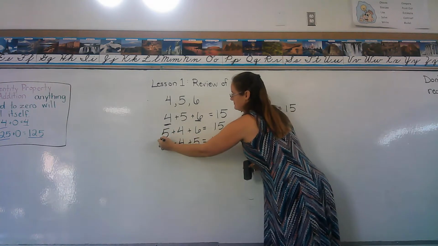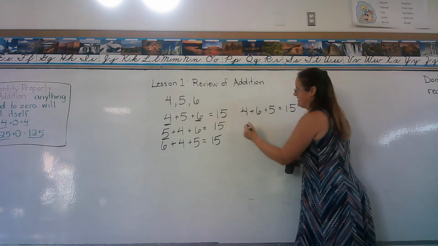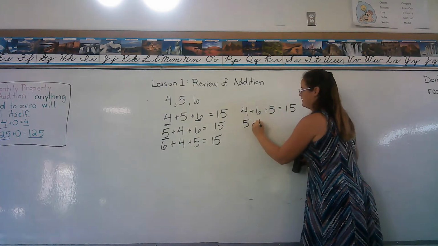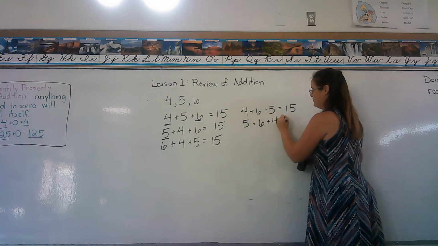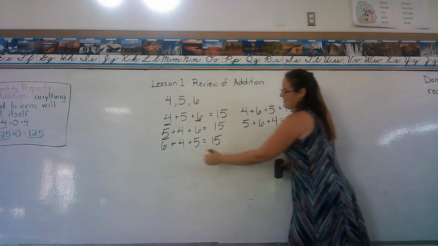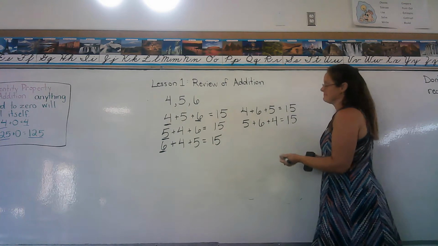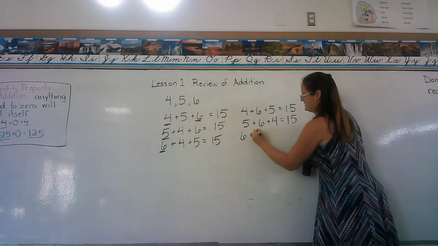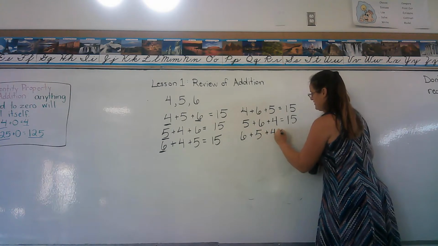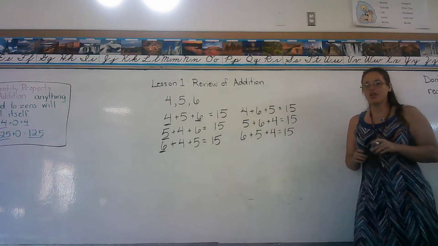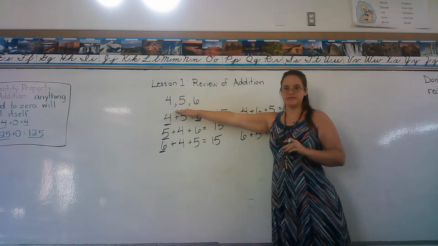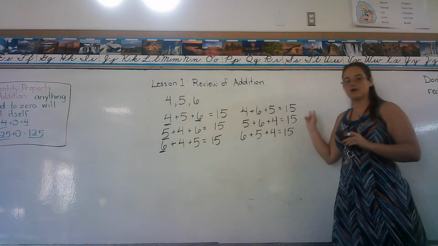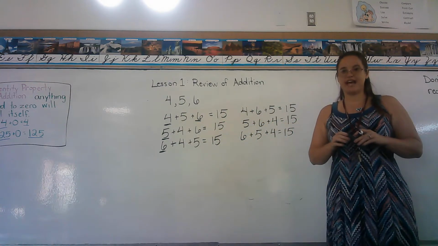Okay. What about this one? Can I start with 5 again? I sure can. I can flip: 5 plus 6 plus 4. Still equals 15. Can I start with 6 again? Definitely. 6, and then I want to flip these, plus 5 plus 4 equals 15. So if I have three numbers that I'm adding, you're going to be able to find 6 different ways to rearrange those numbers to add them together.